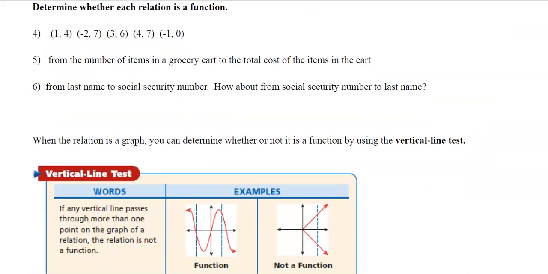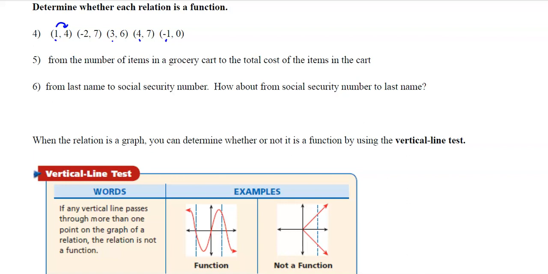So number 4, determine whether each relation is a function. So what I'm doing is I'm going to check all the x values. So 1 mapped to 4. And I look and see, did 1 map to anybody else? Nope. So 1, you're okay. -2 maps to 7. I don't see any other -2s, so we're good. 3 goes to 6. There's no other 3s.